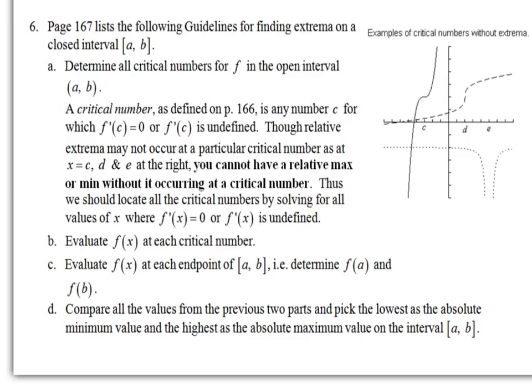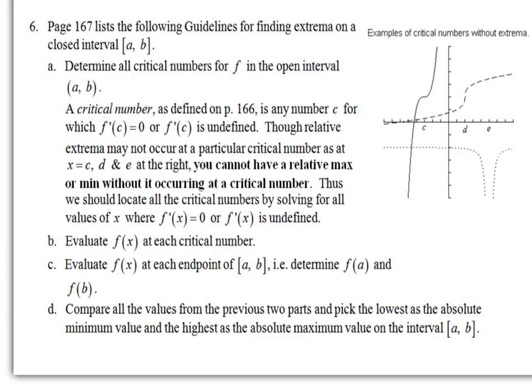All right, so here are the steps. First of all, you need to determine what are called critical numbers for f in the open interval from a to b. I'm defining what a critical number is. This is kind of an important term because it is used even by the AP people. It is defined on page 166. It's any number c in your interval for which the derivative at c is either 0 or is undefined. So when we talk about a critical number, we're talking about an input value where your derivative is 0 or undefined. Now, relative extrema may not occur at a particular critical number, as we see over here in the graph, okay?